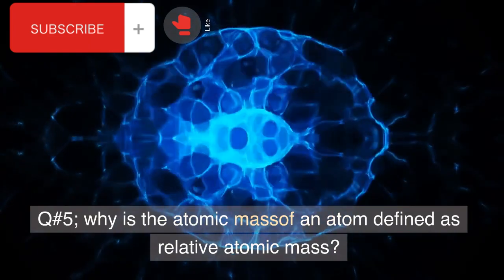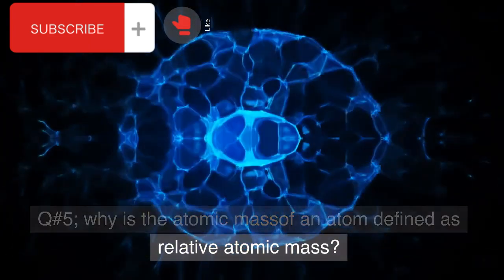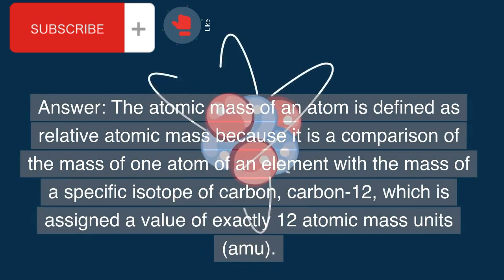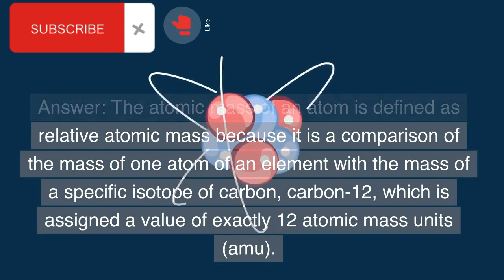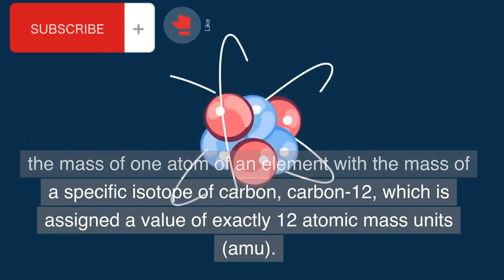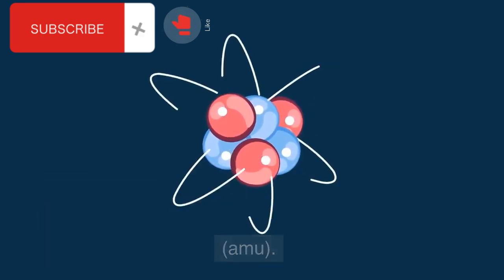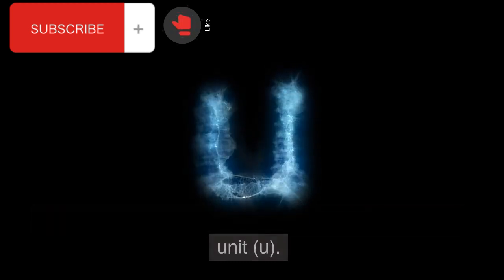Q number 5. Why is the atomic mass of an atom defined as relative atomic mass? Answer. The atomic mass of an atom is defined as relative atomic mass because it is a comparison of the mass of one atom of an element with the mass of a specific isotope of carbon, carbon-12, which is assigned a value of exactly 12 atomic mass units, AMU. This unit is also known as the Unified Atomic Mass Unit, U.